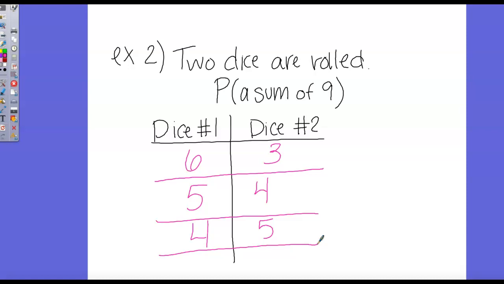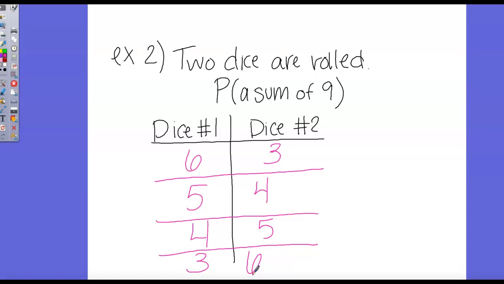What's another option? Damien? 8 and 1. 8 and 1 does add up to be 9, but can you roll an 8 on a dice? No. 3 and 6. Jada? 3 and then 6. Are there any other options? You can't roll a 7. Hayden? Yes. Questions about this? So there's no other options.